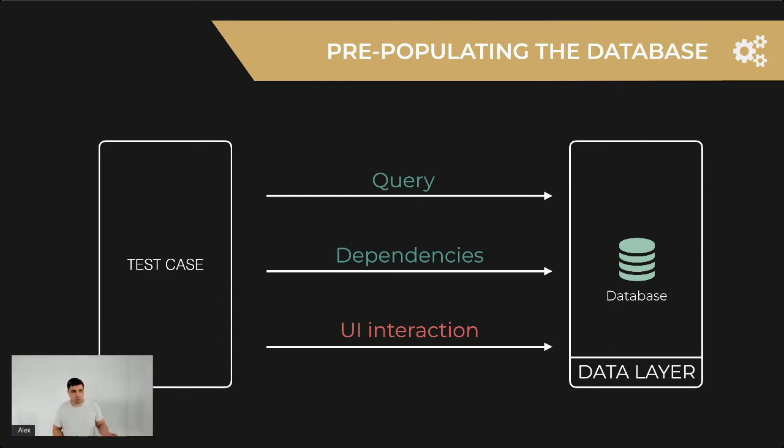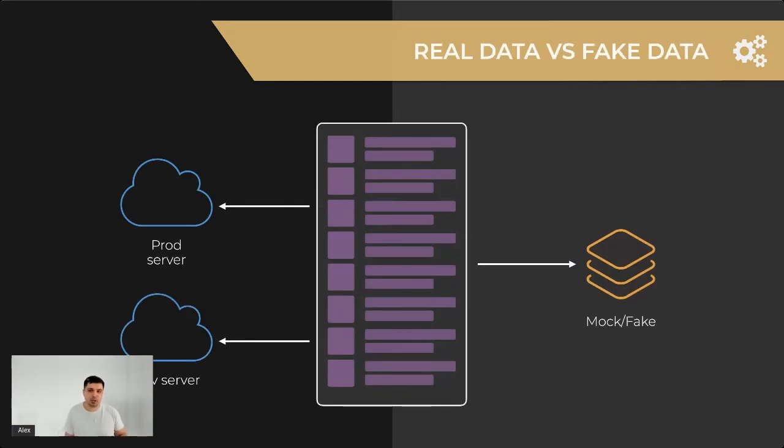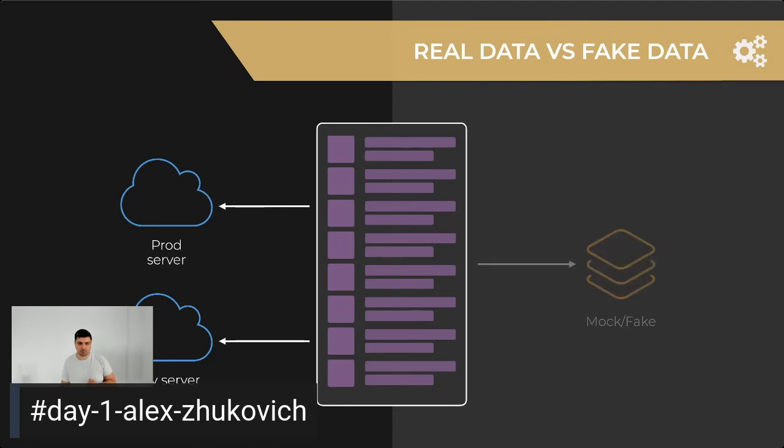So here we can just use query or dependencies. If we want to pre-populate our database, we don't need to use UI interaction. So we can also use real data and fake data. And here we can have three different options. First of all, we have only production server. This is all. The second one, we use production server and development server. And the third one, we can also use the mock or fake data.